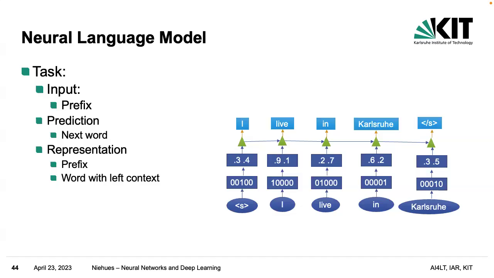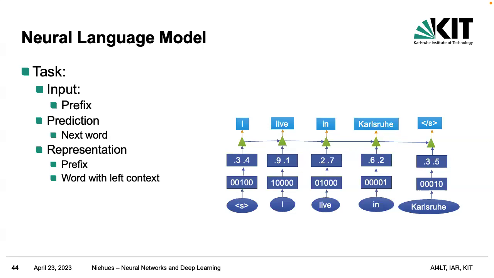So this is somehow the big advantage. There's also maybe one disadvantage of this type of architecture. I have pointed out here again some of the limitations. Any idea? Yes. So you don't have information from the future. So you don't have the right context. You only have the left context.